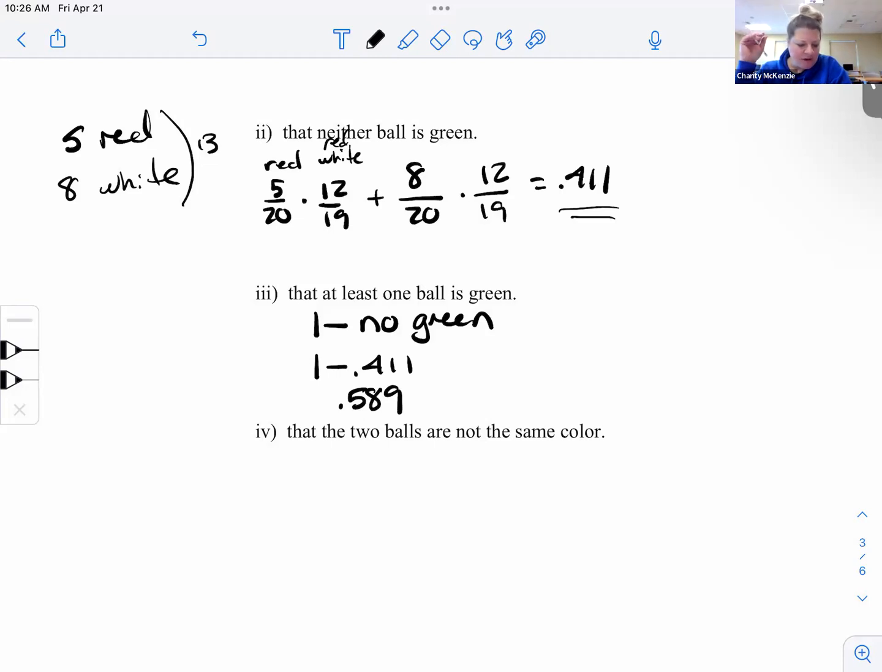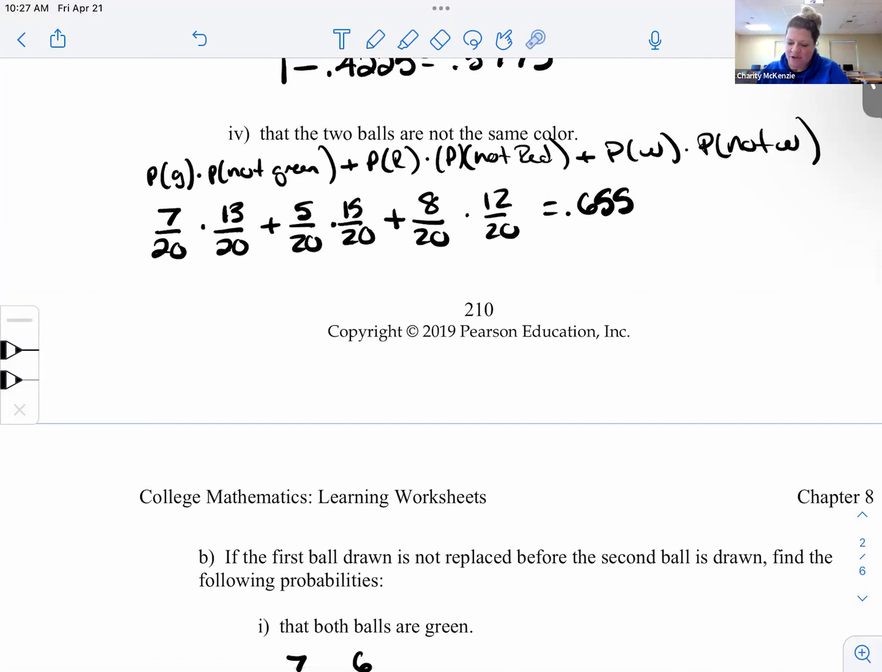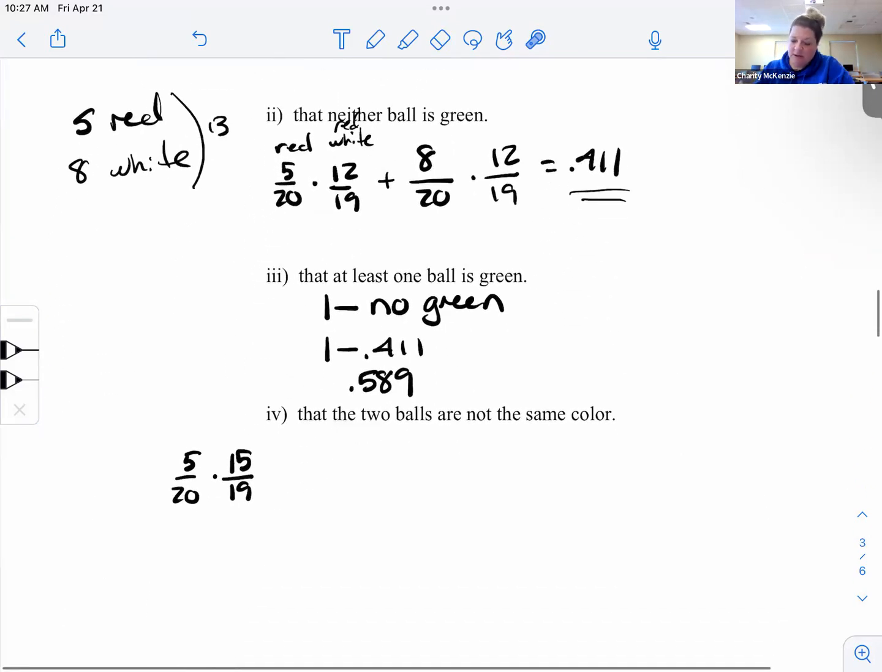Okay, that the 2 balls are not the same color. This one's going to be a little bit harder because we just have to count down. So if we reach in and we get red and then not red, right? Because this is the same one we did. So red, we have a probability of 5 out of 20. And then not red, we still have 15 left that are not red out of now 19. So when we did this one before, we kept the 20s all the way across. Our second ones all have to become 19s. That's the only difference.